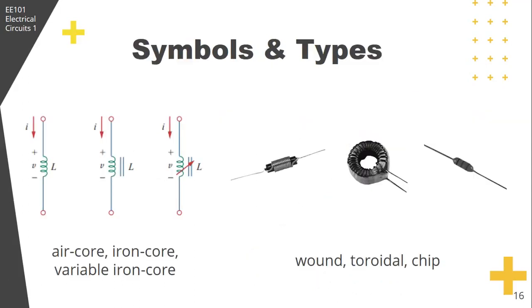Okay, here are examples of inductors and the symbols used by the authors. This is an air core, this is an iron core, and a variable iron core is shown with an arrow. The practical ones you have probably seen. These are examples of inductors. Inductors are used for storing energy, and also for tuning, etc.